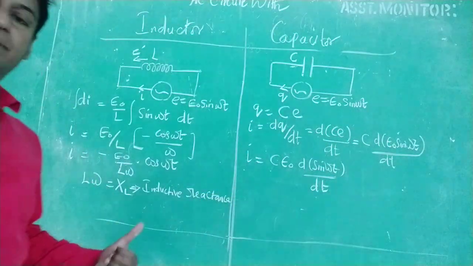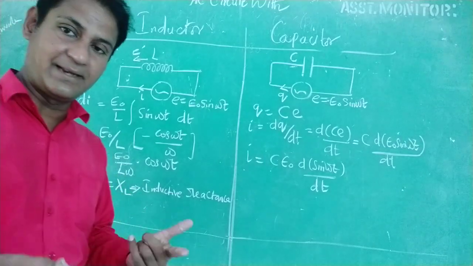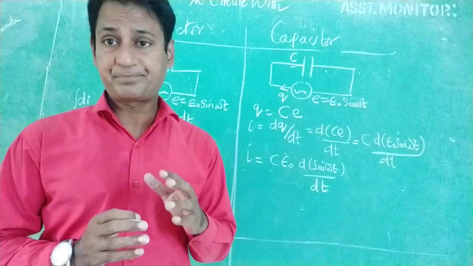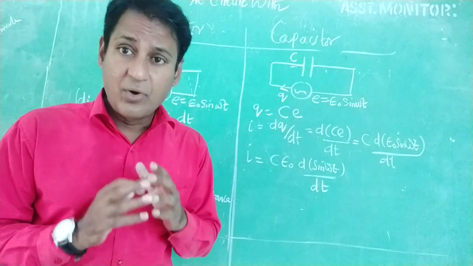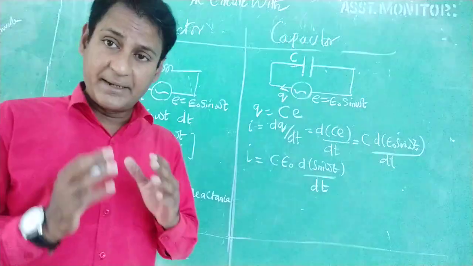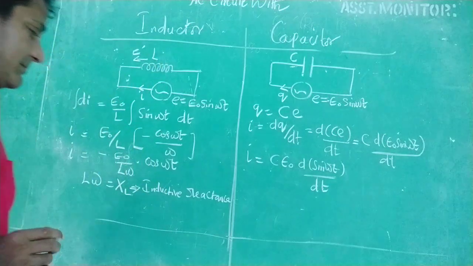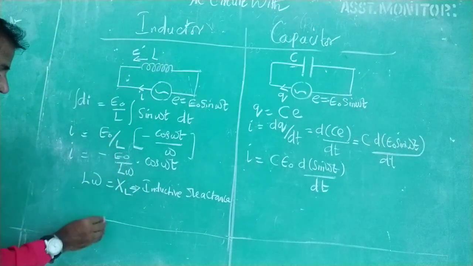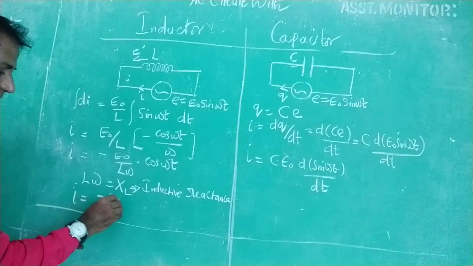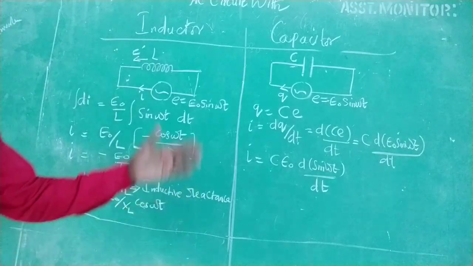So L omega, that is the angular frequency into the inductance, is equal to X suffix L, which is called the inductive reactance. See here, inductive reactance means it is the resistance offered by an inductor coil. So the resistance offered by an inductor coil is called inductive reactance, and its unit is Henry, right? So I is equal to minus E naught by XL cos omega t. So let's come here.